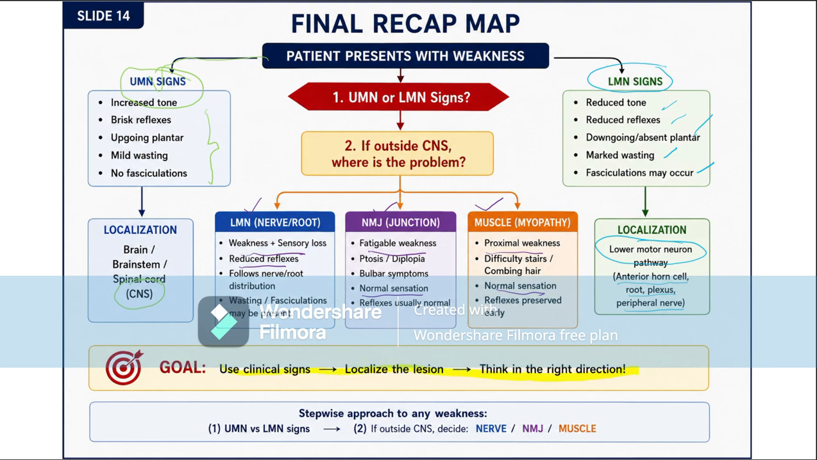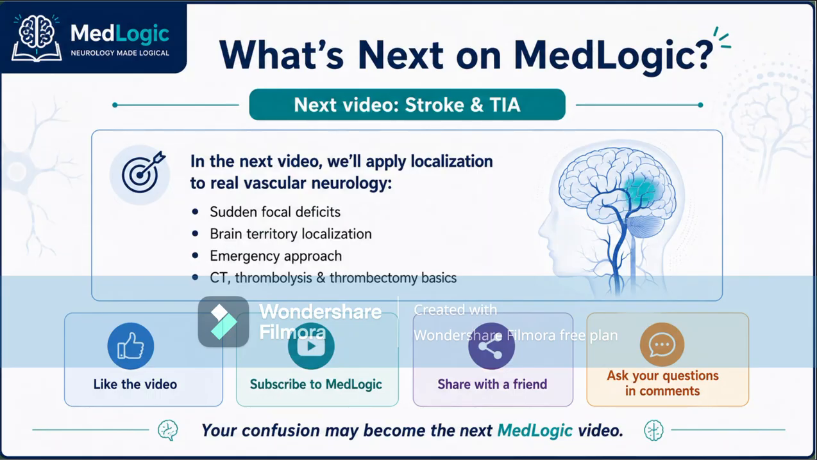In the next video, we will apply this localization approach to one of the most important topics in neurology, stroke and transient ischemic attack. We will see how sudden weakness, aphasia, visual symptoms, and brainstem signs help us recognize the vascular territory and decide the emergency approach.